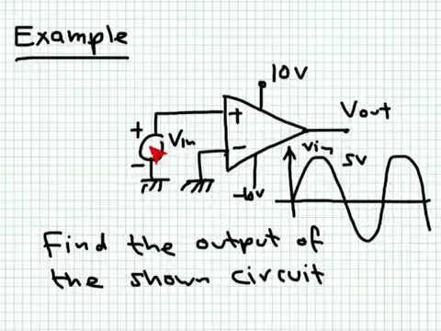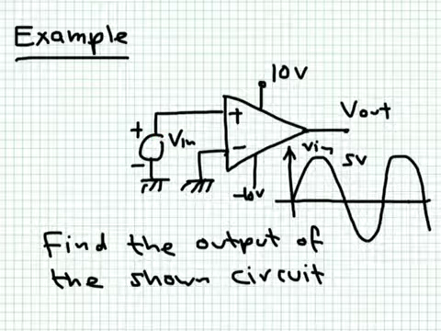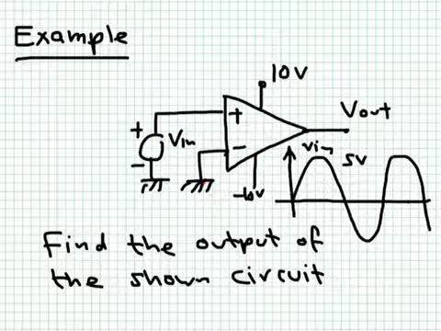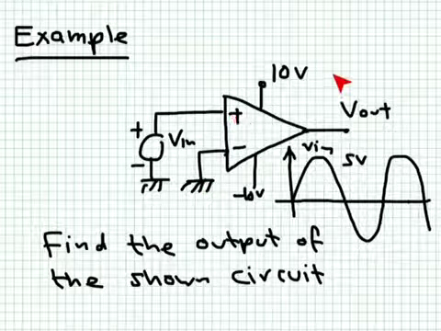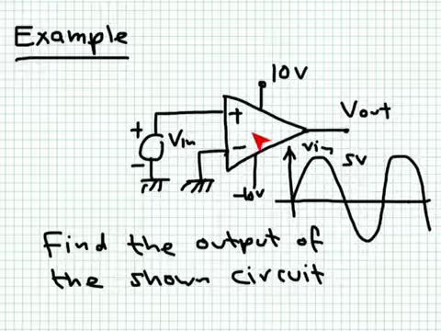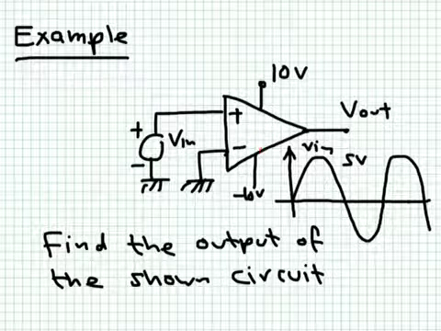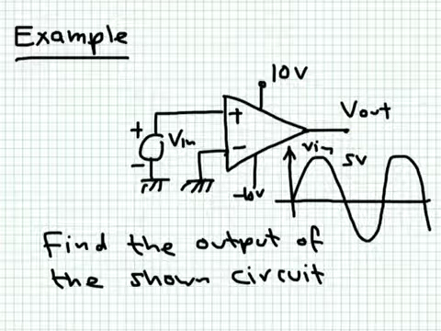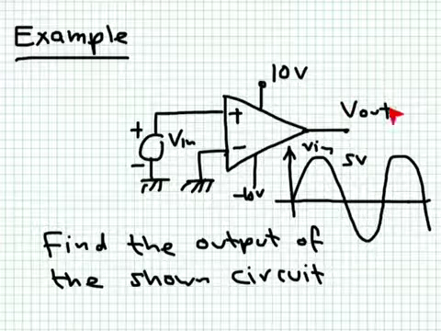Every time the input is positive, it exceeds the negative terminal. Negative terminal is grounded, remember. Then the output here will go to plus 10 volts. It will saturate at plus 10 volts. Remember, the gain is infinite, but realistic op-amps cannot create a voltage that goes beyond the supply voltage. So the maximum output will be plus 10.